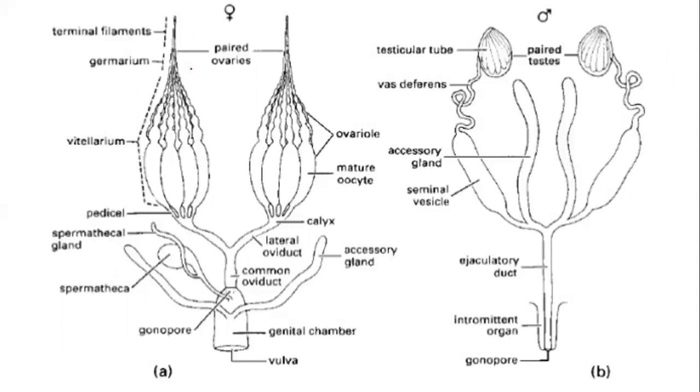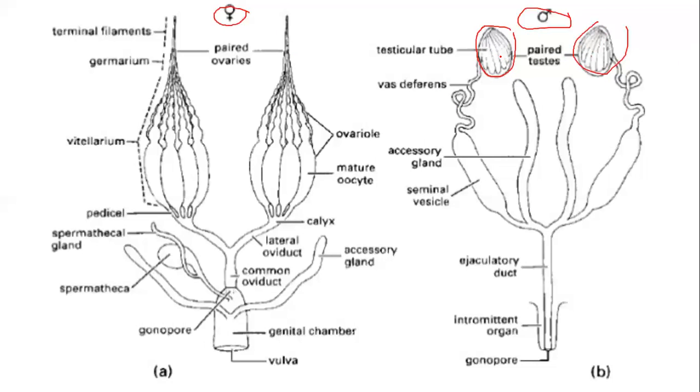This is all about the male reproductive system. Here is the structure of the male reproductive system and the female reproductive system. This is the male reproductive system. There is a pair of testes, and these testicular follicles are present.